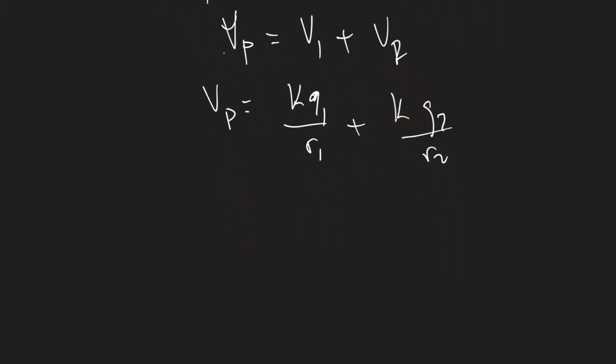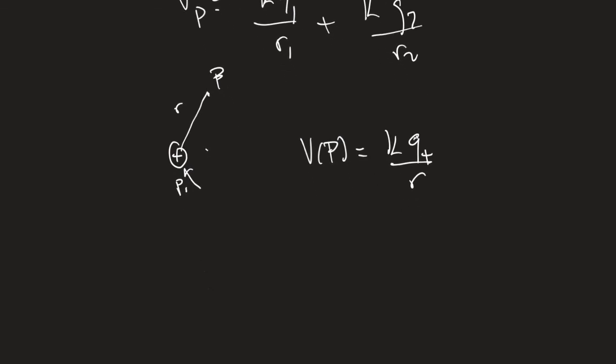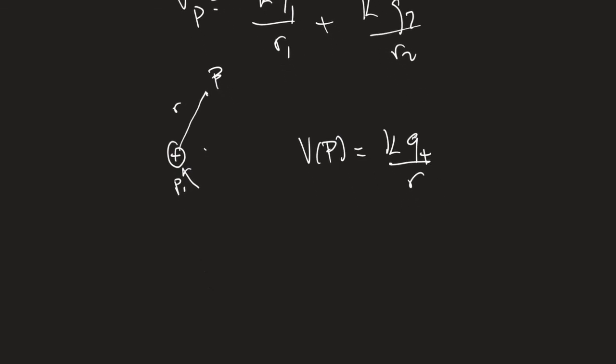For example, just to remember, we did in class this interesting problem. We have a positive charge, the proton. At this point P, the proton will produce a potential, and the potential will be K, the charge of the proton, divided by R, the distance. So let's say now that I put an electron here.